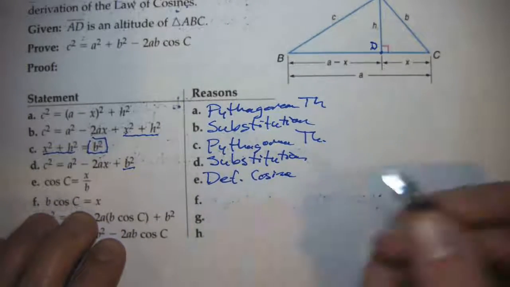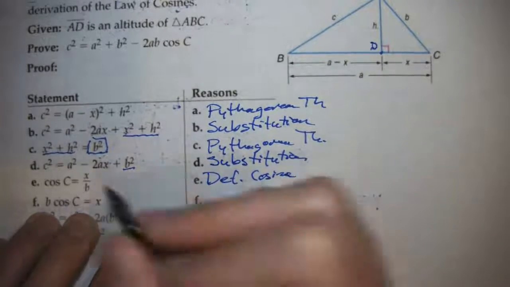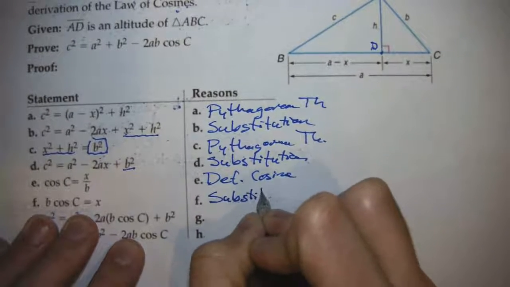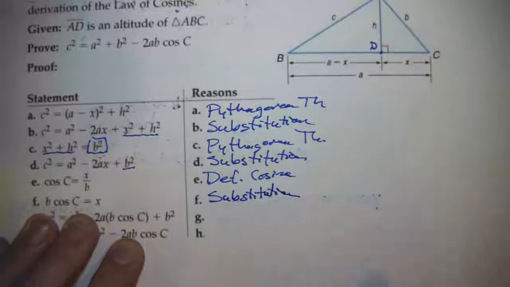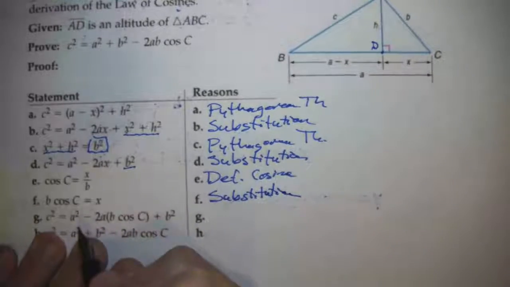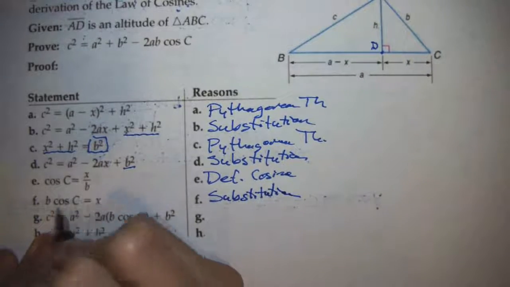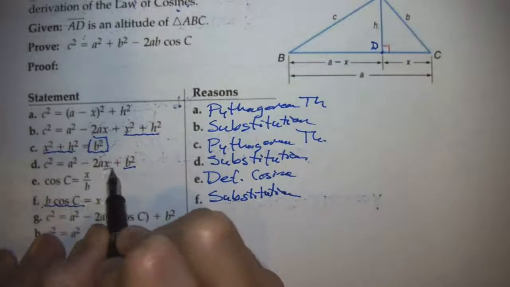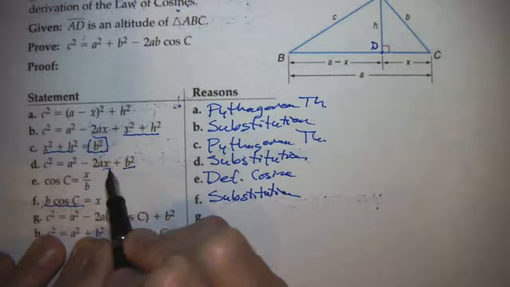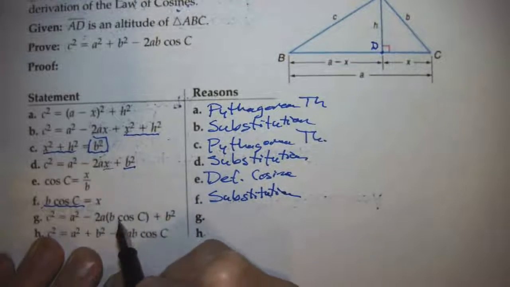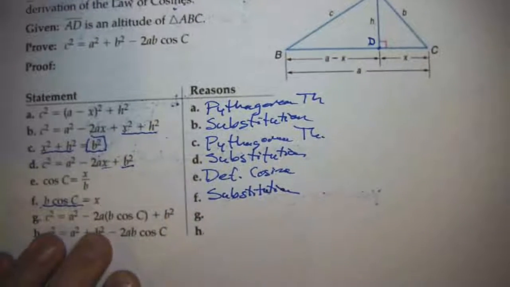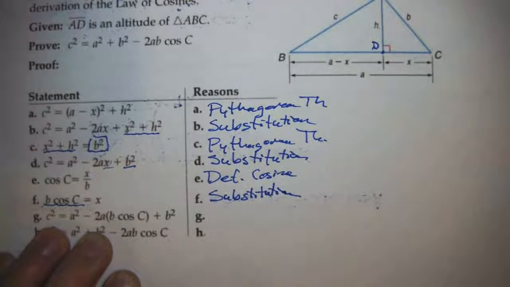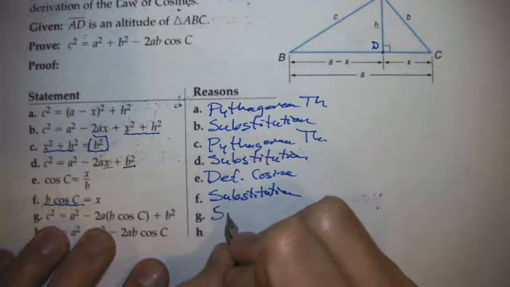So another substitution / multiplication step. Obviously, we multiplied by b on both sides to get there, but we'll call it substitution. Excellent. Now notice, we know what x is. X is equal to this. Okay. Notice in part D, we have an x. So what we're going to do is take that x out and put b cosine c in its place. All right. So we took the x out and put b cosine of c into its place. So that's a substitution step.